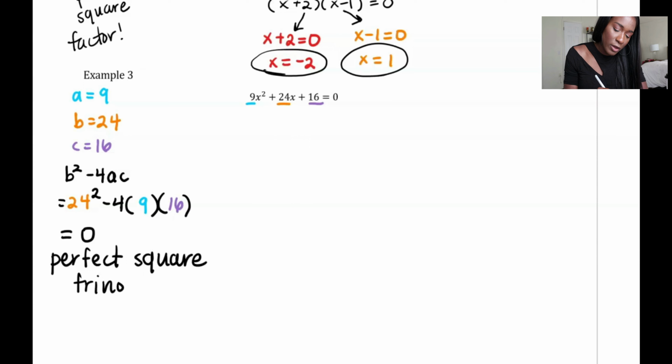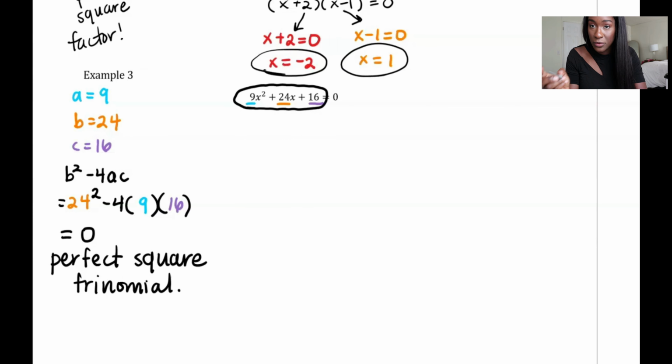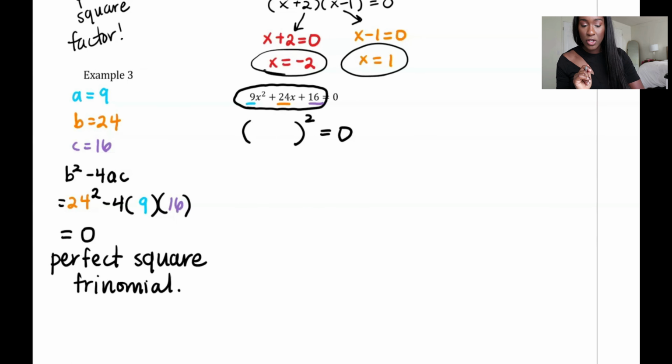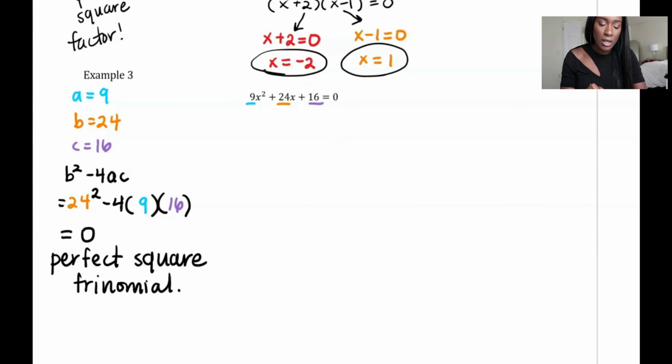Perfect square trinomial, which is really just a fancy way of saying that all of this, 9x squared plus 24x plus 16, can be rewritten as something squared. And if we could get our hands on that something squared, then we'd be pretty much done. So let's figure out how to find it.